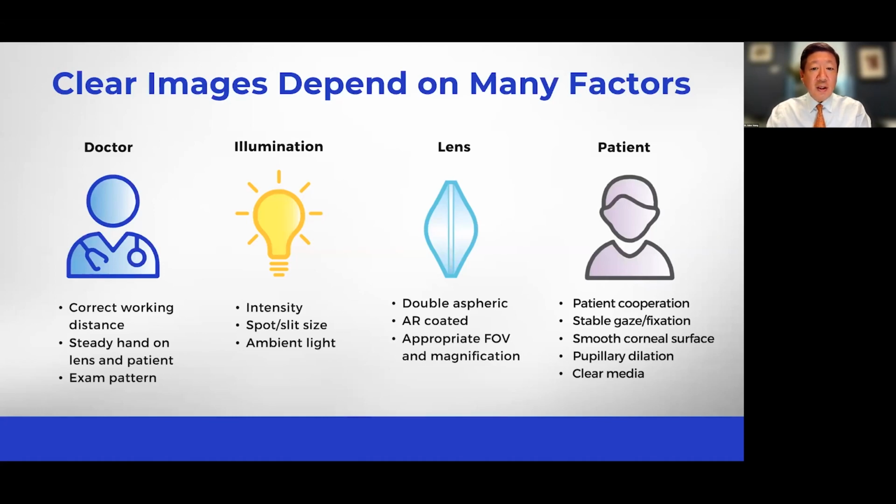The lens we talked about, a double aspheric lens, and we'll talk a little bit more about anti-reflective coating. These are actually coatings that are in the wavelength to cause destructive interference. In other words, that eliminates glare. And this is an extremely important advance in lens design. We use the appropriate field of view and magnification. We'll show some examples of those.